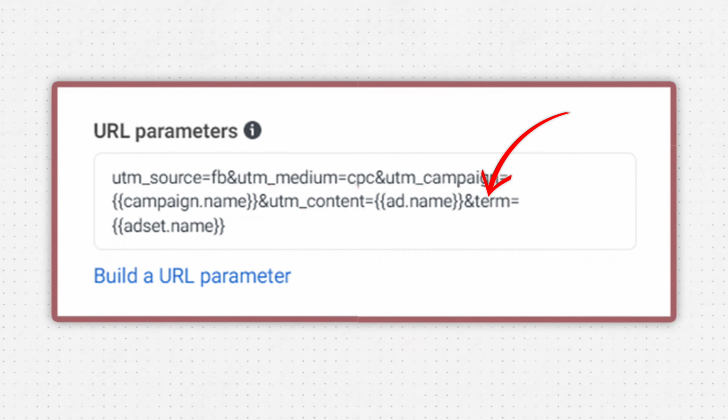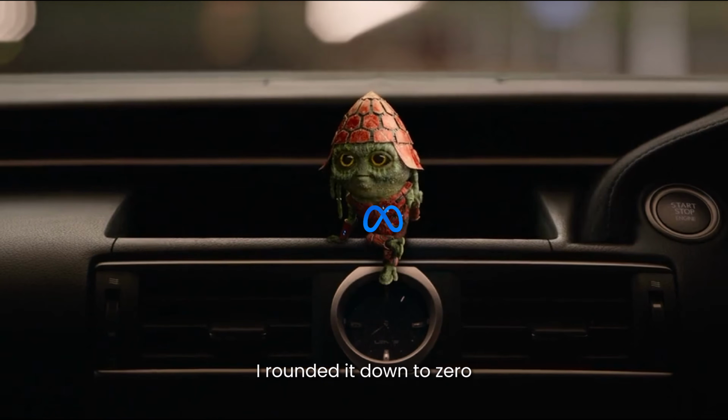It's usually going to be the best solution for you, because sometimes you're going to have situations where your campaign gets 5 to 10, 15 sales, and the ads manager is going to say 0. I rounded it down to 0 because I feel like it's 0. And that's when you need to go back and open up these UTM parameters.